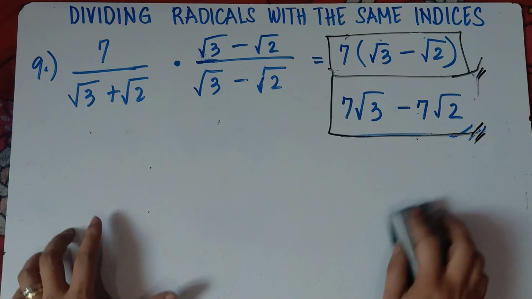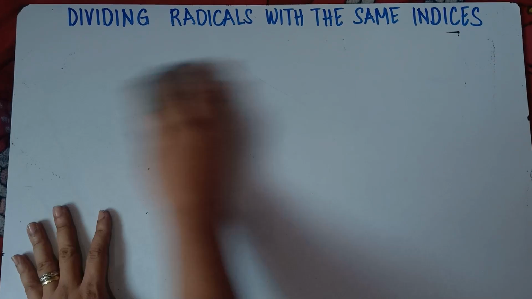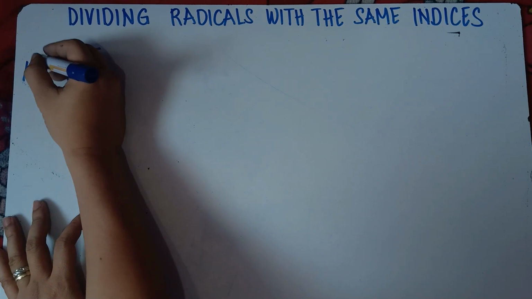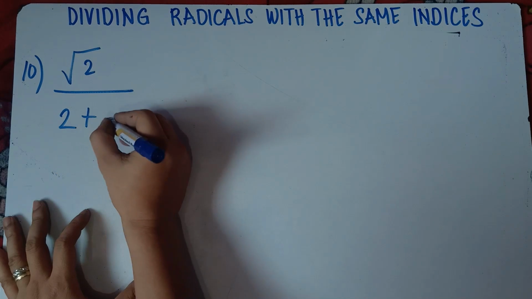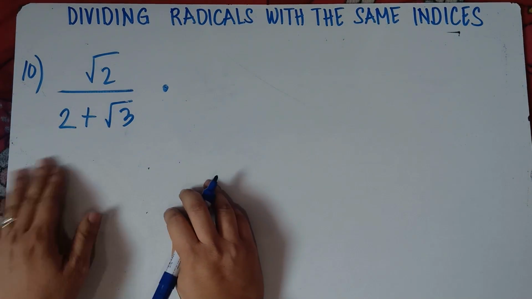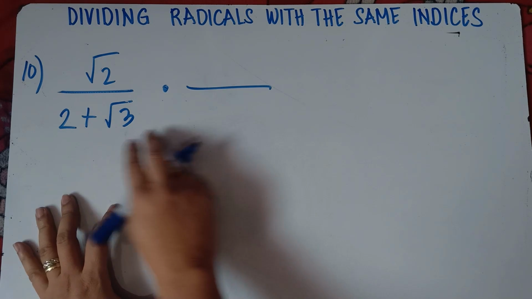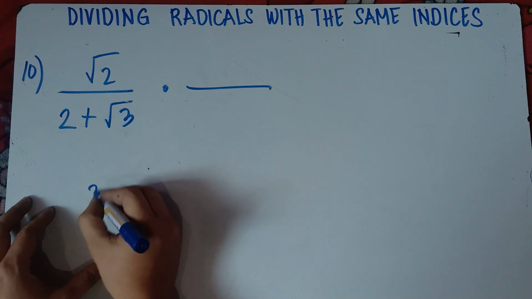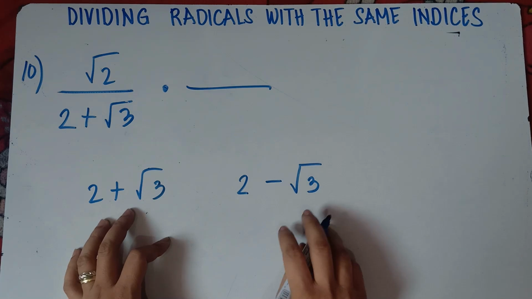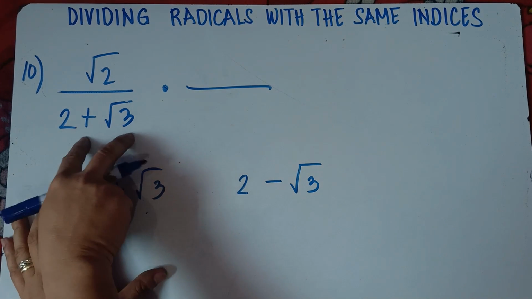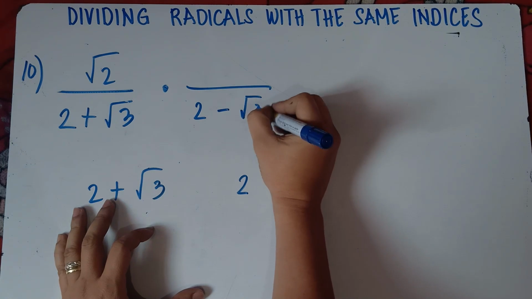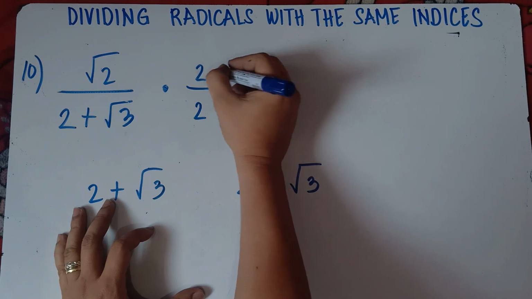Alright, so let's try the last example, number 10. What if we have the square root of 2 over 2 plus square root of 3. So once again, you multiply this one with the same radical on the denominator. The conjugate for 2 plus square root of 3 would be 2 minus square root of 3. So you multiply this one by its conjugate so that we can remove this radical, class, on the denominator. And you also multiply the numerator by 2 minus square root of 3.